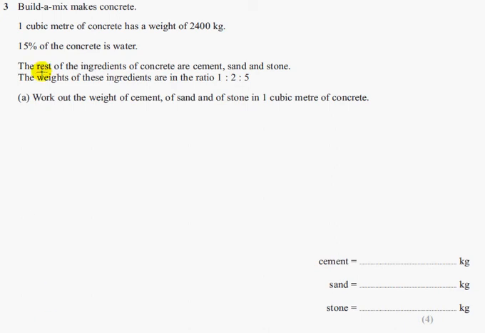Question 3. Builder mix makes concrete. 1 cubic meter of concrete has a weight of 2,400 kilograms. 15% of the concrete is water. The rest of the ingredients of concrete are cement, sand and stone. The weights of these ingredients are in the ratios 1 to 2 to 5. Part A says work out the weight of cement, sand and stone in 1 cubic meter of concrete.